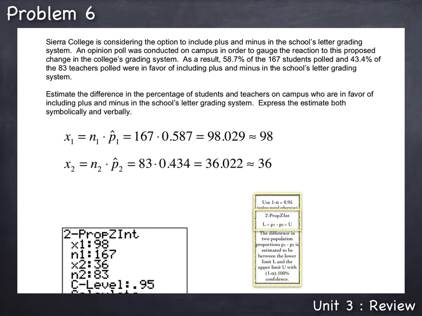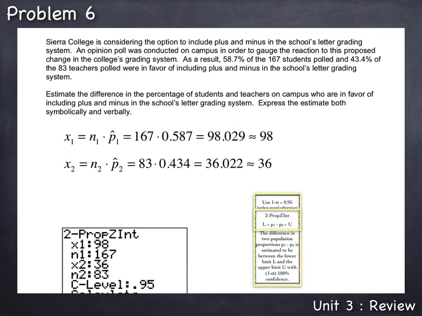Again, we must note that x2, in this case the number of teachers, is discrete. So we need to round off the 36.022 to the nearest whole number of teachers. In this case, it rounds off to 36. So now we have x, our total value, and n, the total sample sizes.